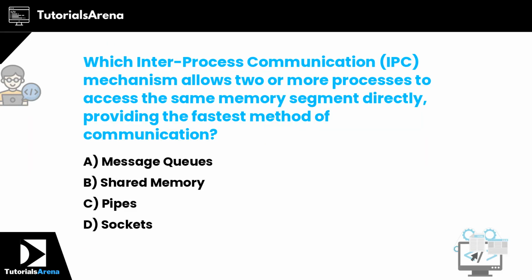Which interprocess communication, IPC, mechanism allows two or more processes to access the same memory segment directly, providing the fastest method of communication? The correct answer is option B, shared memory.